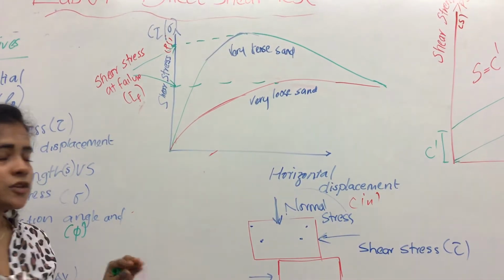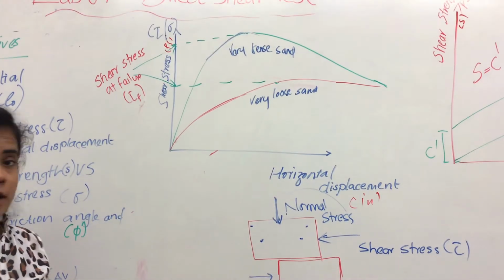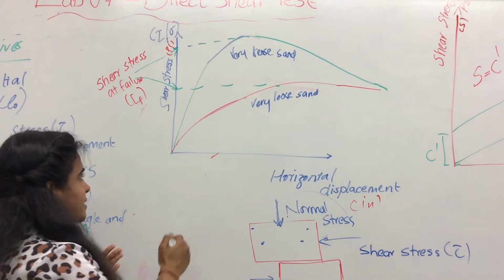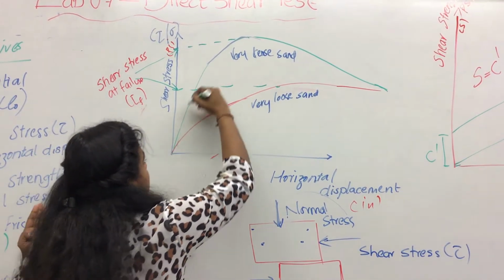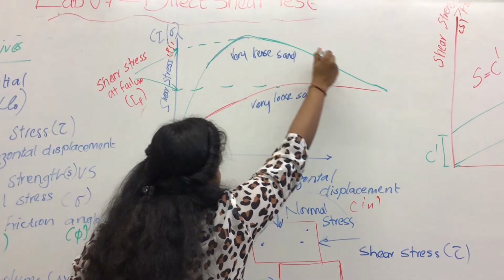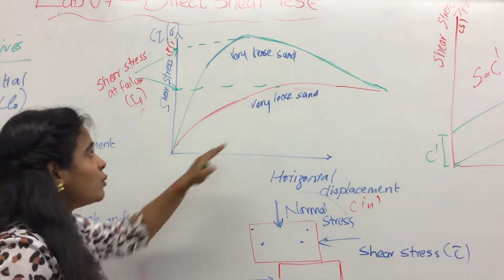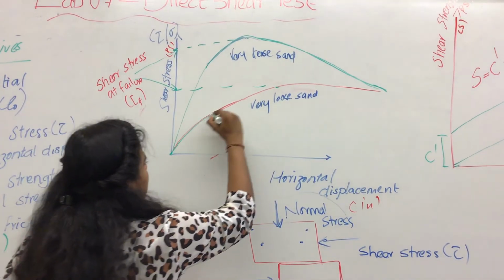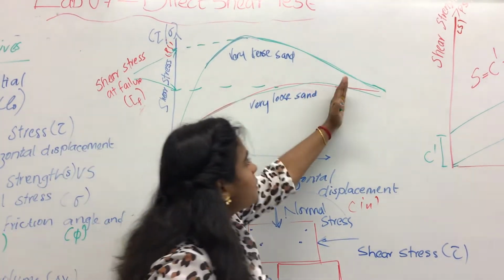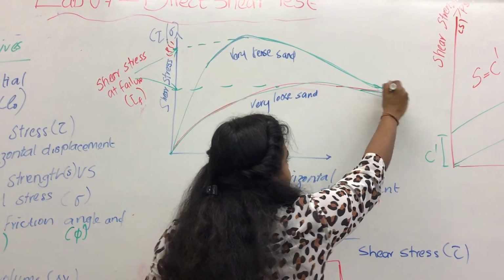We can distinguish the behavior of loose sand and dense sand from this plot. You can see when you shear a dense sand, the shear stress is going to increase with your displacement. At one point you will have a peak, and then your soil is going to fail. But for very loose sand, you will not see a peak failure. It will continue increasing. But at one point, both graphs are going to meet.